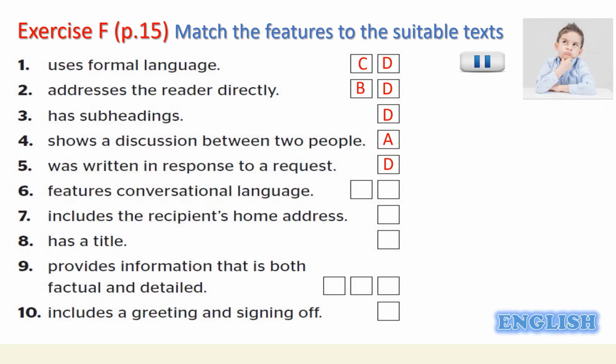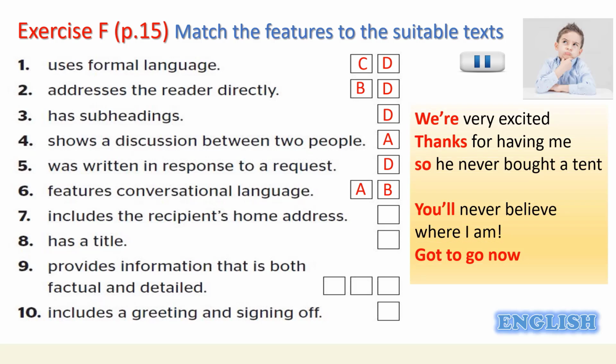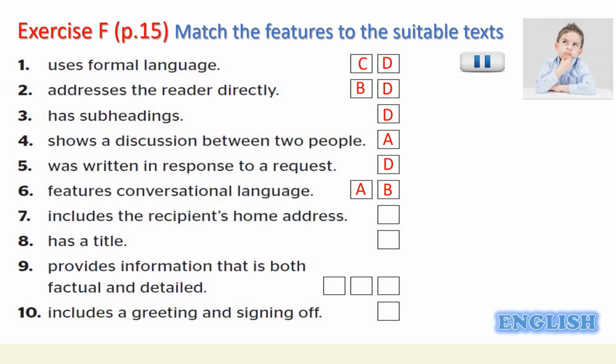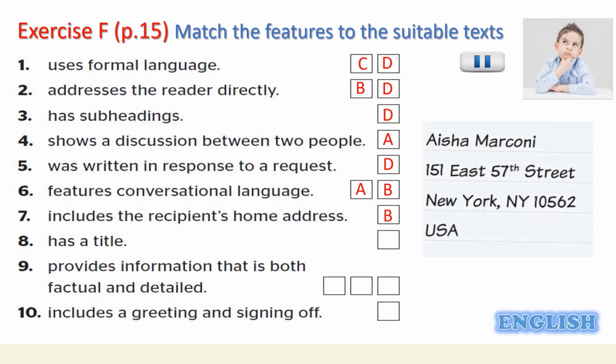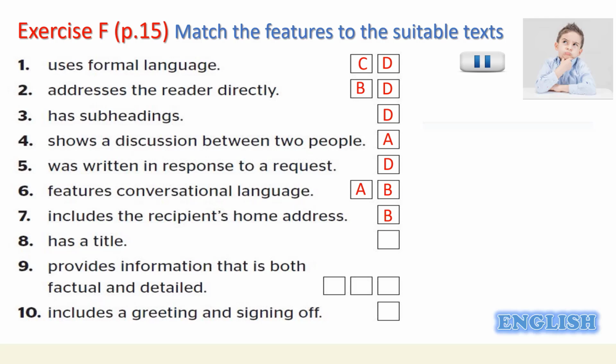Number 6. Features conversational language. They are text A and text B. Good. Number 7. Includes the recipient's address. Text B. The address is Aisha Marconi, 151 East 57th Street, New York.